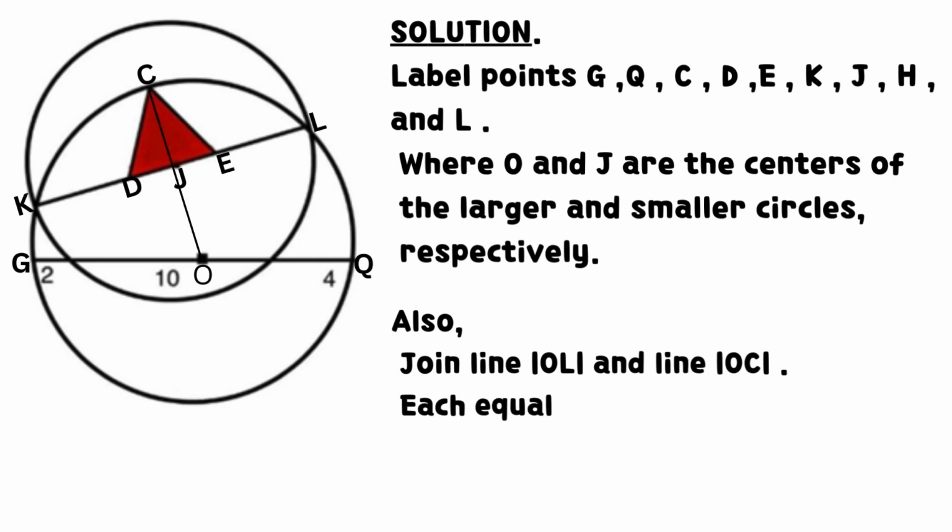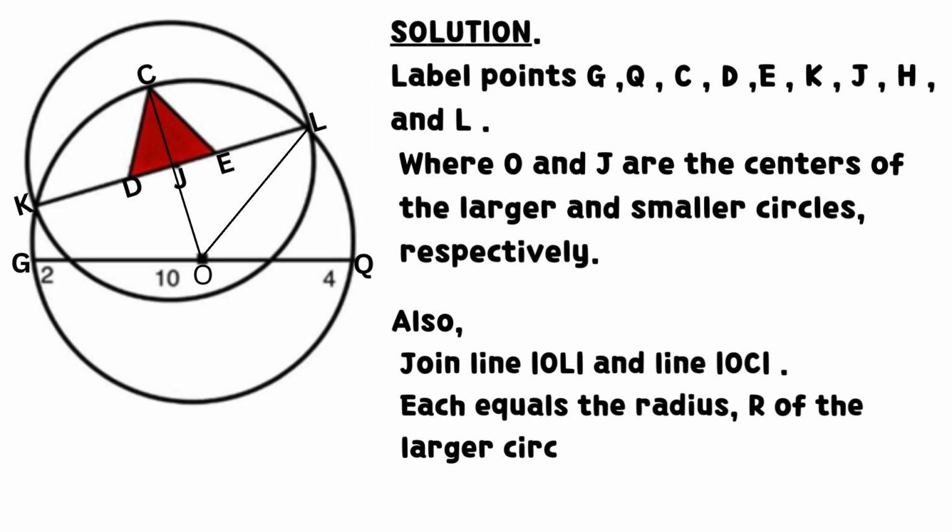Also, join line OL and line OC. Each equals the radius R of the larger circle. Line OC is an angular bisector, a perpendicular line, and we have the line bisector of line KOL.